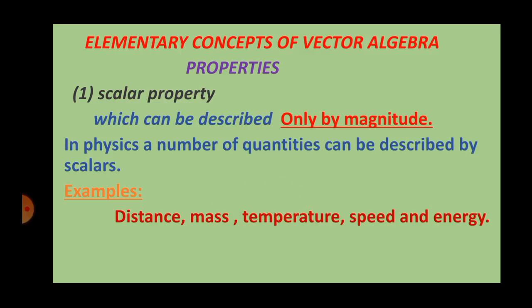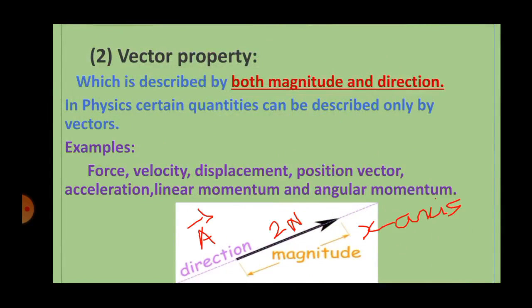Okay. Then go to the second property, vector properties, which are described by both magnitude and direction. Both magnitude and direction. Say, for example, force, velocity, displacement, acceleration, momentum, etc. In physics, certain quantities can be described only by vectors. A simple example: velocity of a bus is 40 km per hour, and the bus is moving in the direction of east.